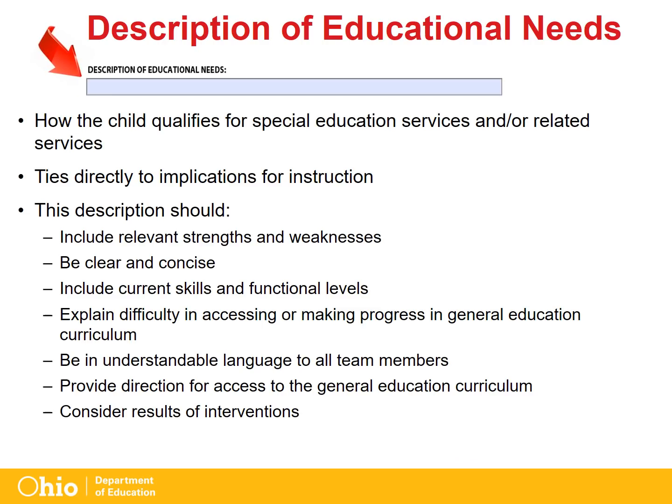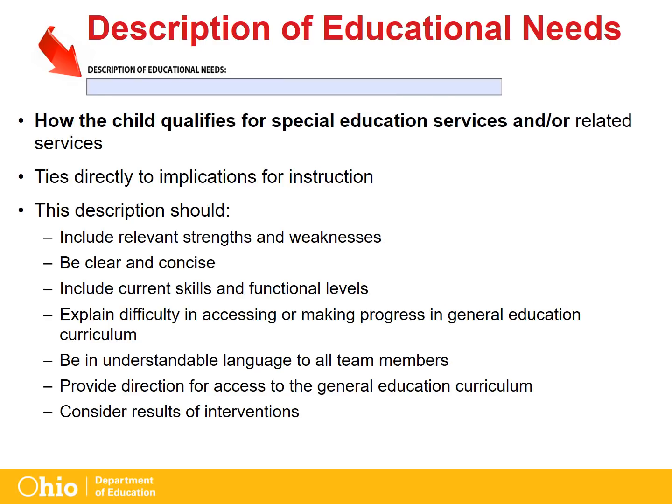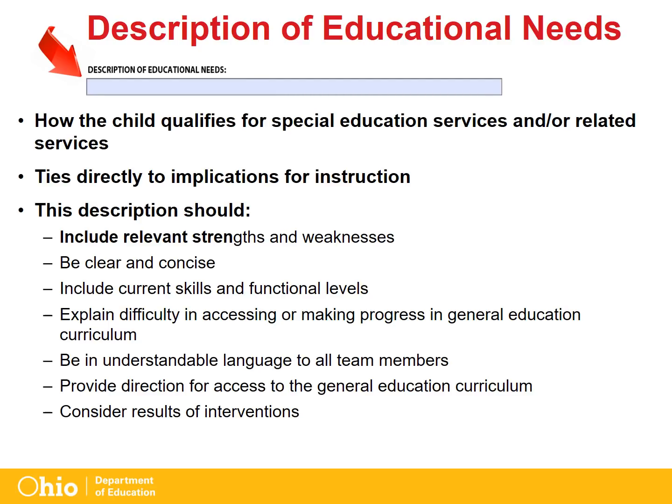Description of educational needs. This is a summary of how the child qualifies for special education services and/or related services. The needs in this section will tie directly to the implications for instruction. The description needs to contain enough specific information about the child that will allow accurate supports and services to be identified.